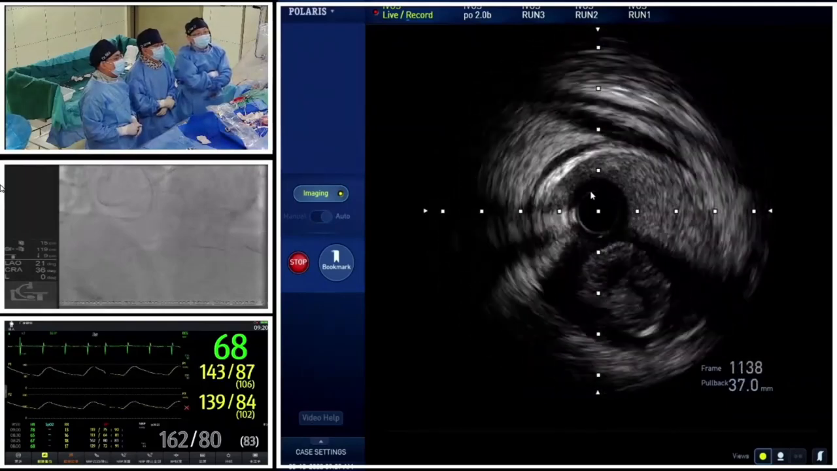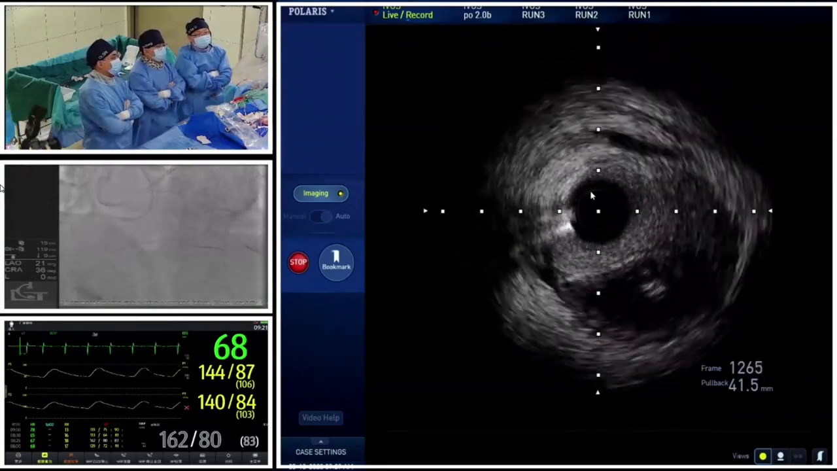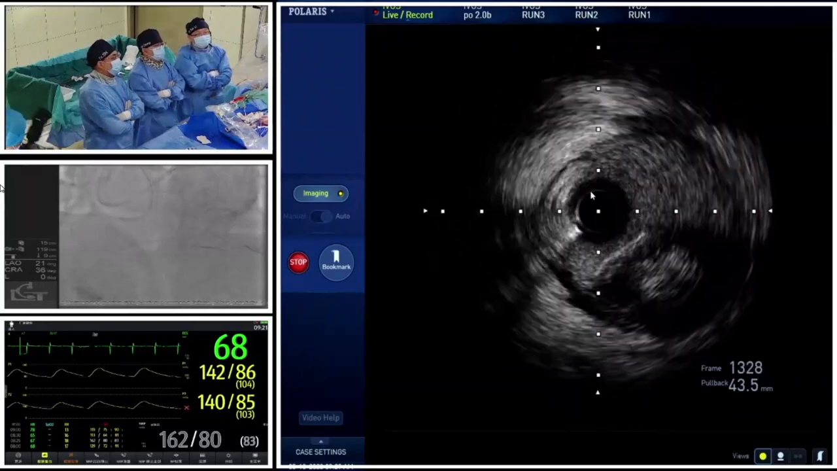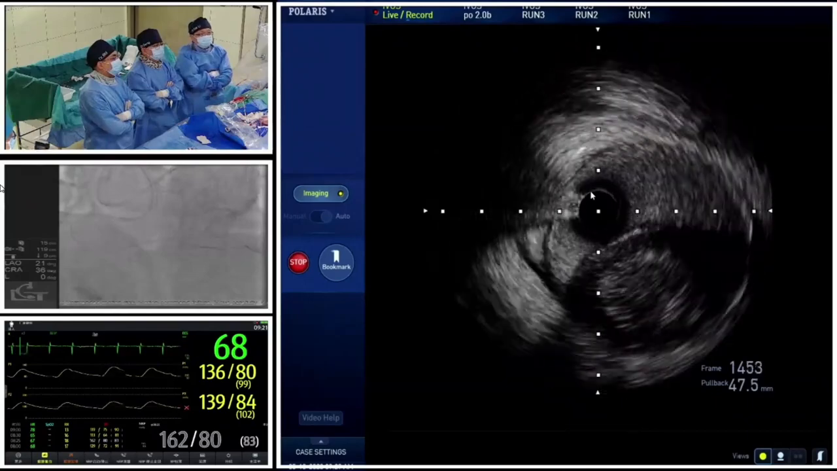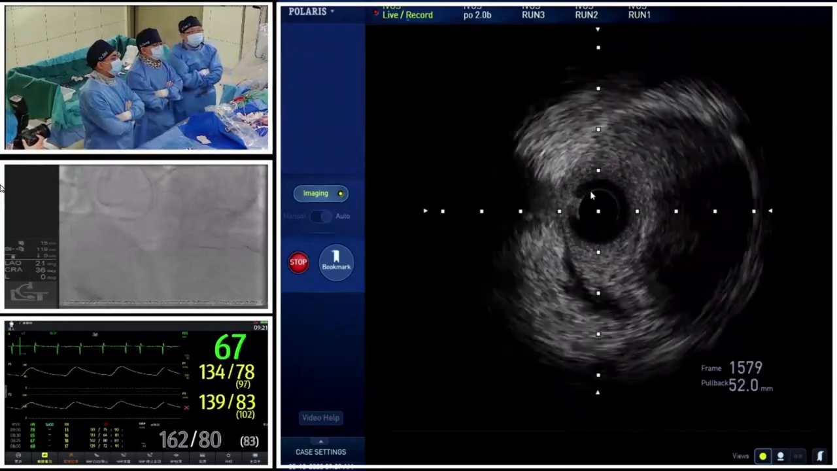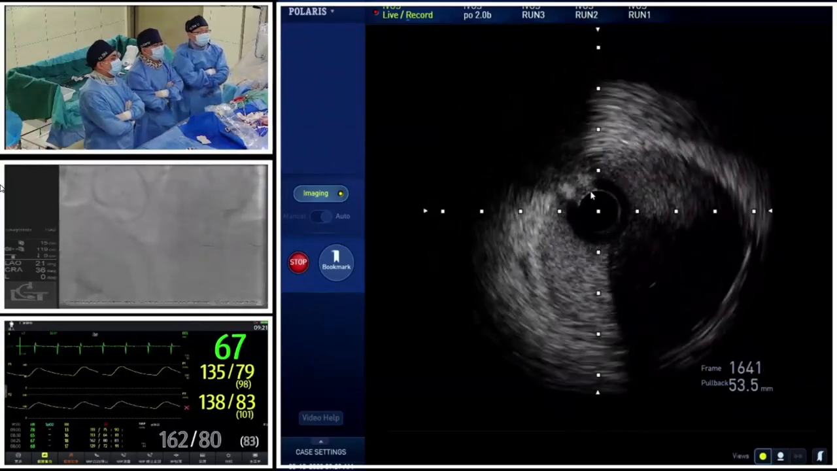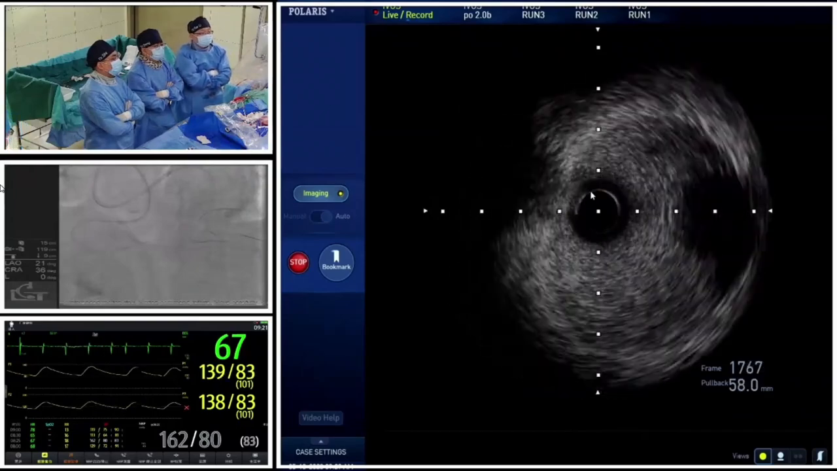Like I mentioned, we do not have to worry too much about this kind of LAST and the subintimal tracking, because during the follow-up, subintimal stenting compared to the true lumen strategy shows no difference in myocardial infarction and also target lesion revascularization. So we do not have to worry too much about it.